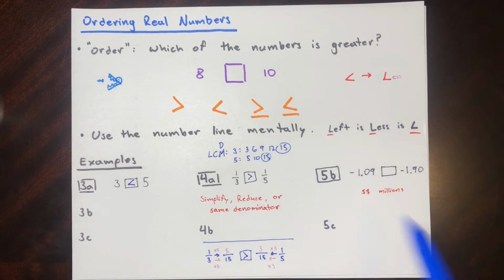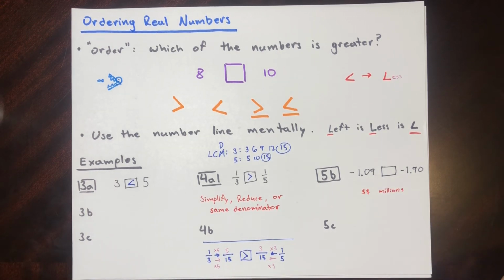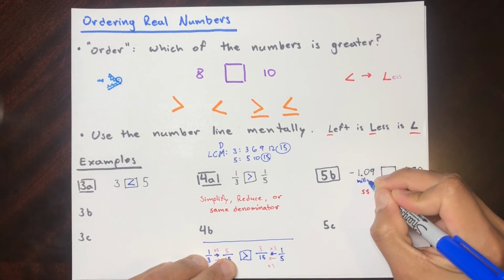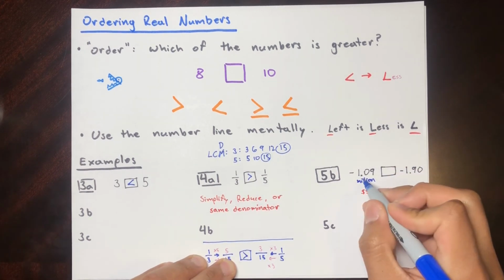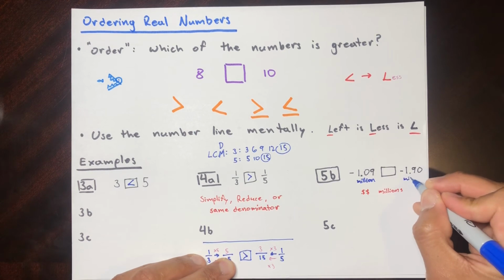So, example 5b, which is also on page 6, it's ordering decimals. When we're ordering decimals, I want you to think about money, okay? Here we have 2 decimals. One of them is -1.09, the other one is -1.90. Which one is going to be less, or which number is greater? Let's write something underneath each one of these. Let's write the word million. -1.09 million or -1.90 million.